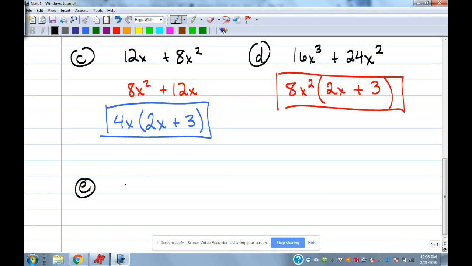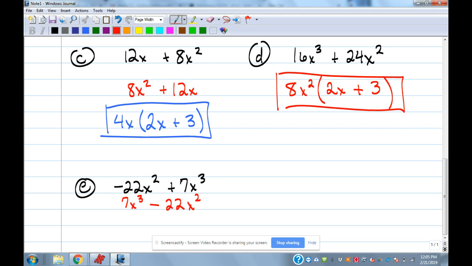Another one here. Negative 22x squared plus 7x cubed. Is it in the right order? No, I got to rearrange it. So how do I rewrite it? Okay, I could write plus negative 22x squared, or I could just write minus 22x squared. Those are both the same thing. I prefer this way just because it's less writing and it's less complicated looking.